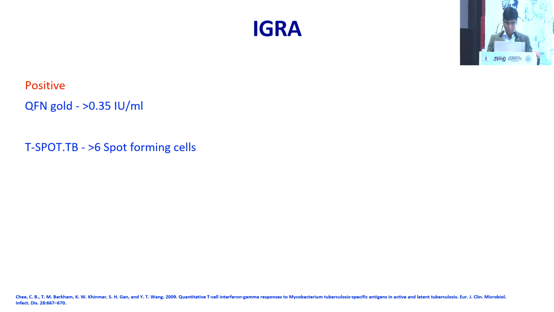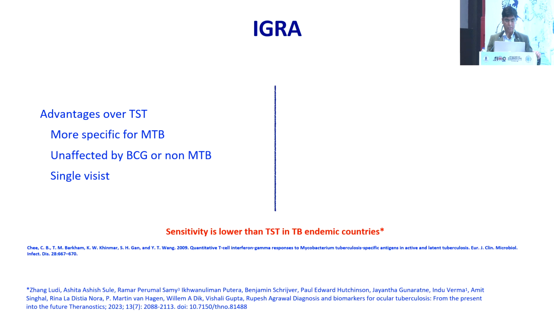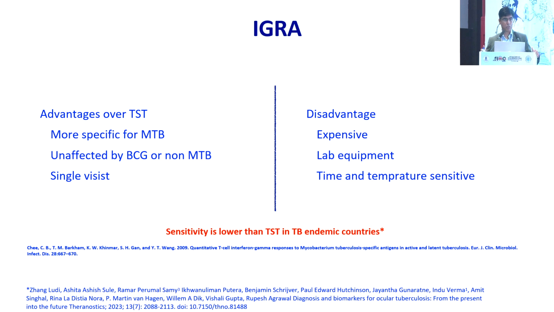Now, a positive result is as shown on the slide, but the advantage of this test over TST is that it seems to be more specific for Mycobacterium TB, as it is unaffected by BCG or non-Mycobacterium TB, and the patient requires only a single visit. However, the disadvantage is, especially in low-resource countries like India, it can be expensive, you need lab equipment, and it is time and temperature sensitive. Also, there are reports that the sensitivity could be lower as against TST in TB endemic countries.